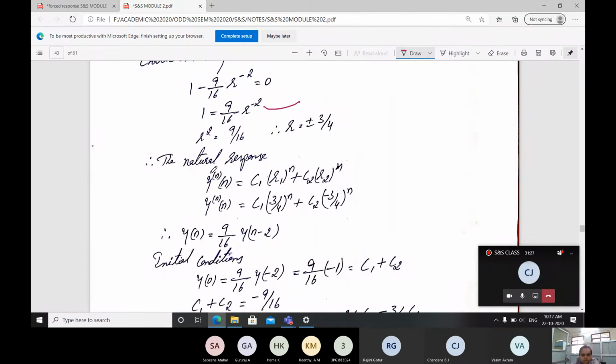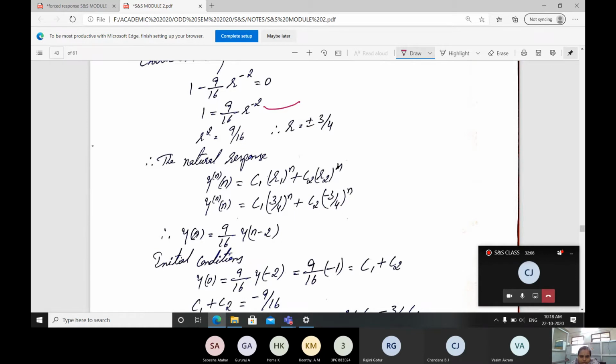Therefore, the natural response y_n of n is equal to C1 R1 raised to n plus C2 R2 raised to n. In a differential equation, in terms of continuous time, it will be different; we write e power r. Here it is different, so don't get confused with both. Then substitute for R1 and R2. We get C1 times 3 by 4 raised to n plus C2 times minus 3 by 4 raised to n.